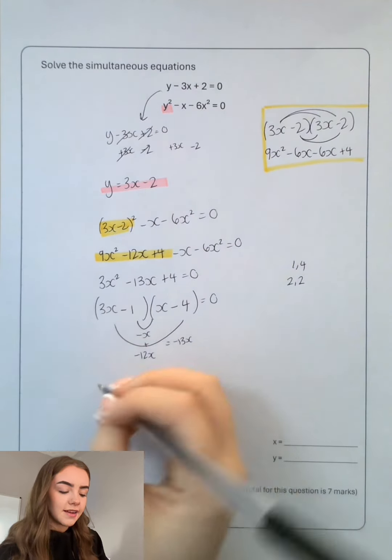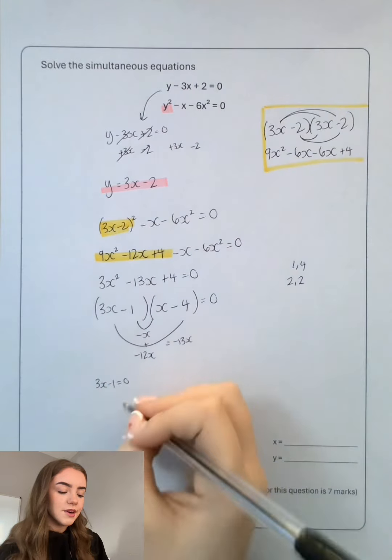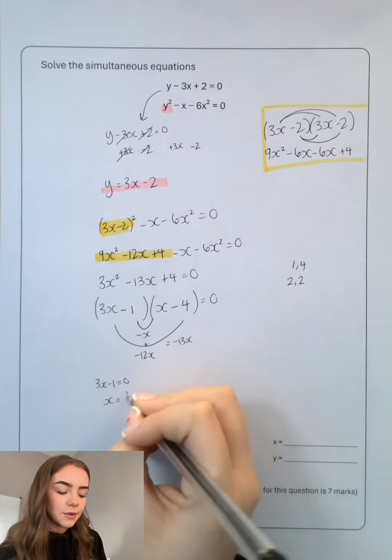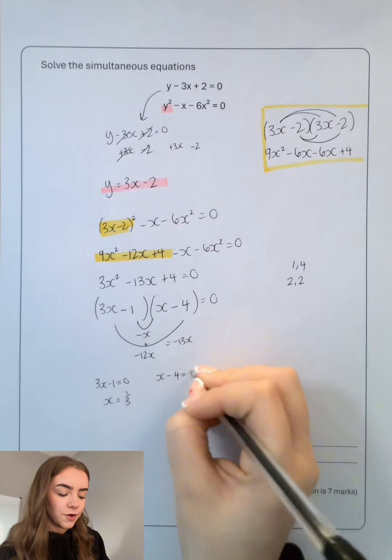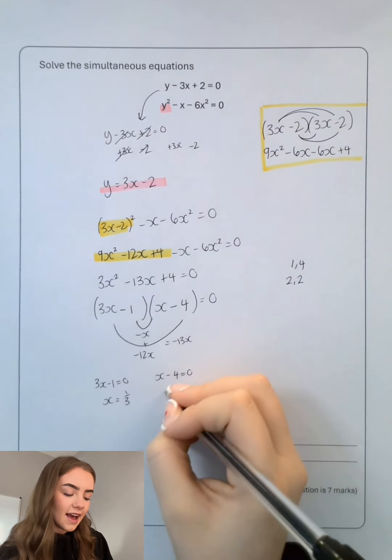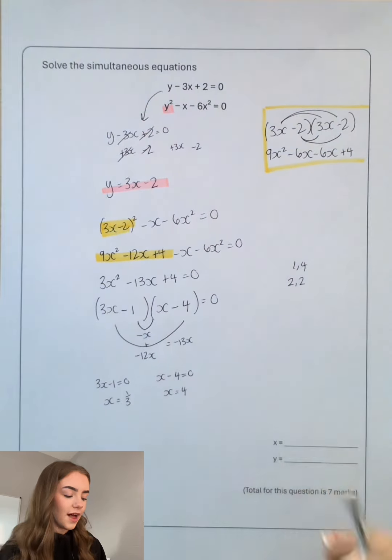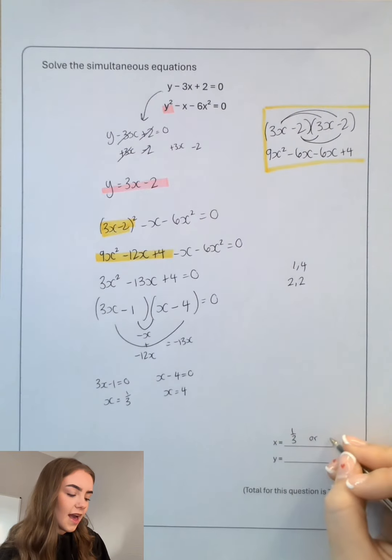So either 3x minus 1 is equal to 0. Rearranging this will have a value of x which is equal to 1 over 3, or our second bracket is equal to 0, so x minus 4 equals 0. Rearranging to find x, we get x is equal to 4. So x is equal to 1 over 3, or x is equal to 4.